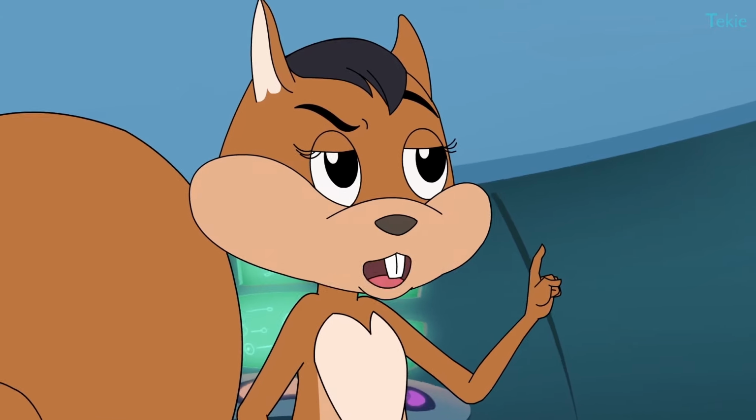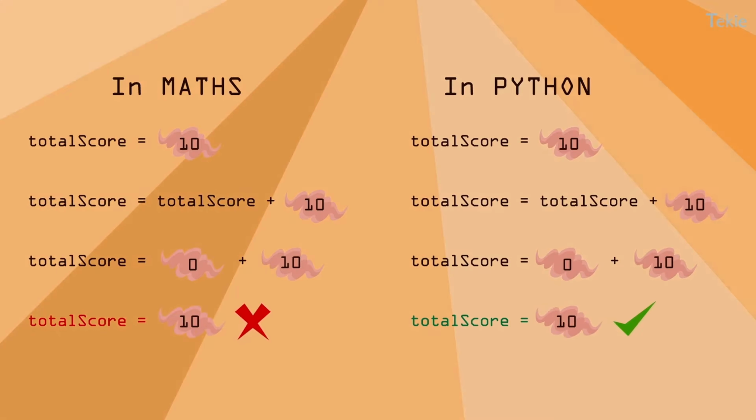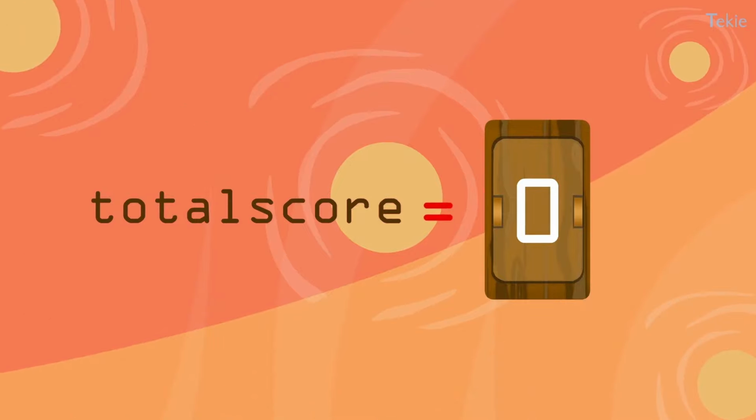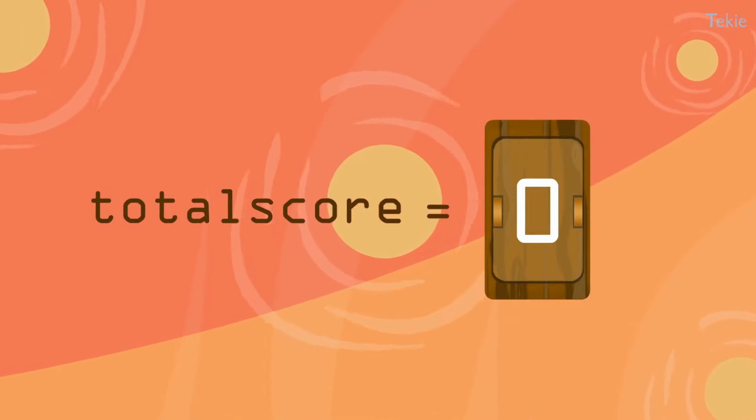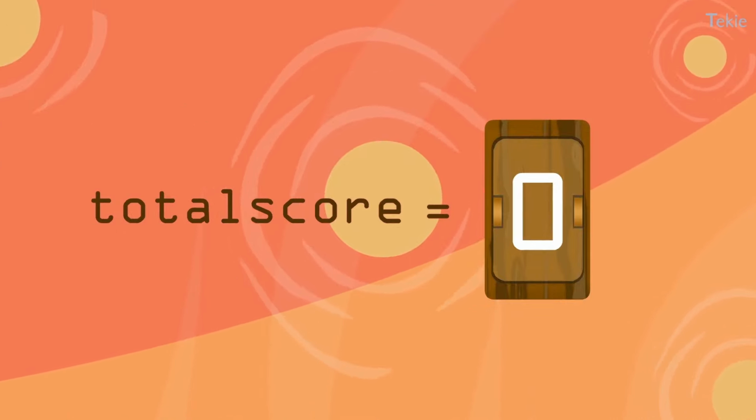You need not worry about equality in Python, Theo. The equal sign simply means the variable on the left holds the value on the right.